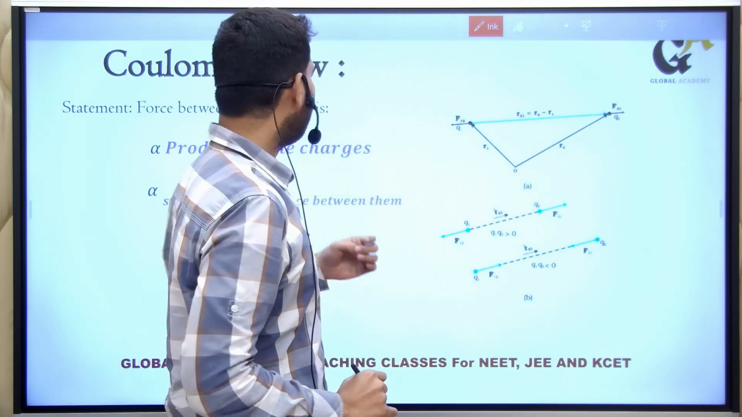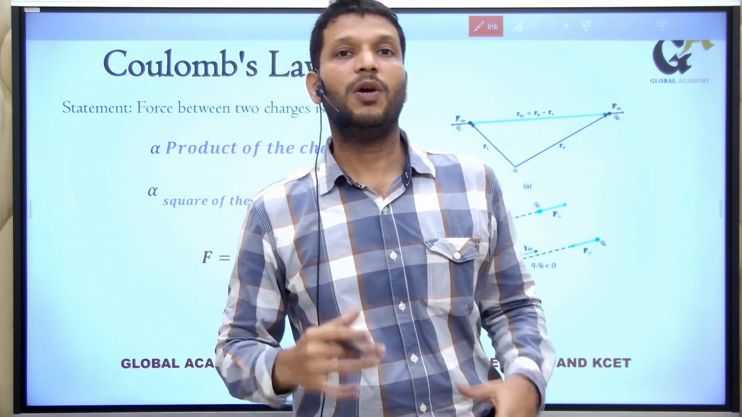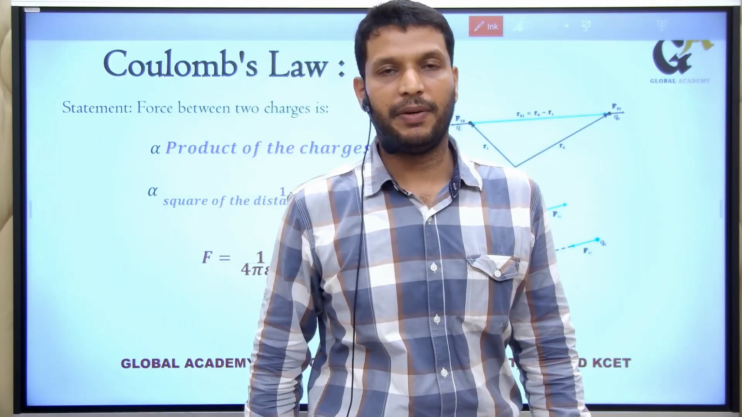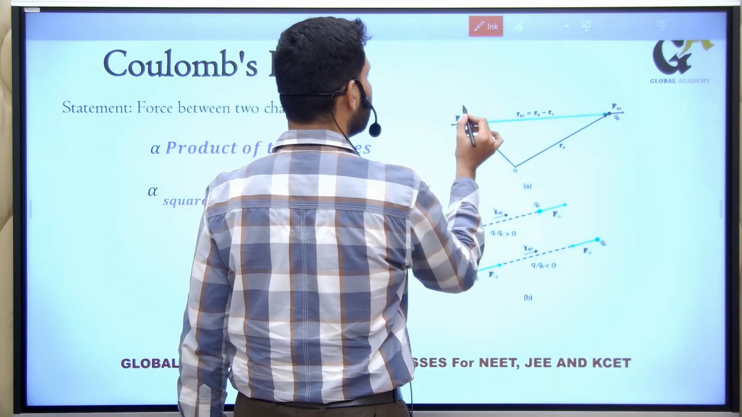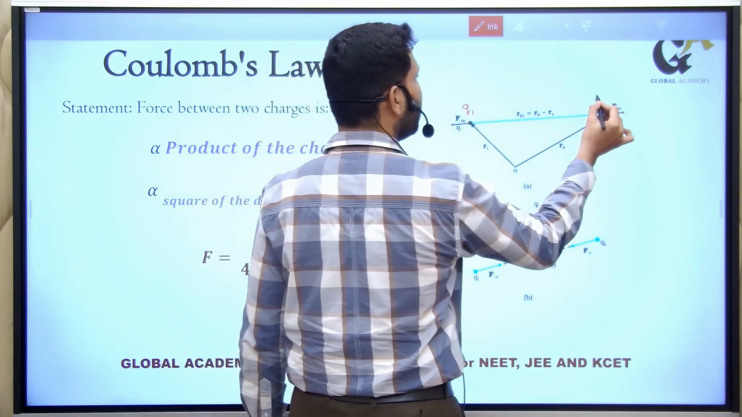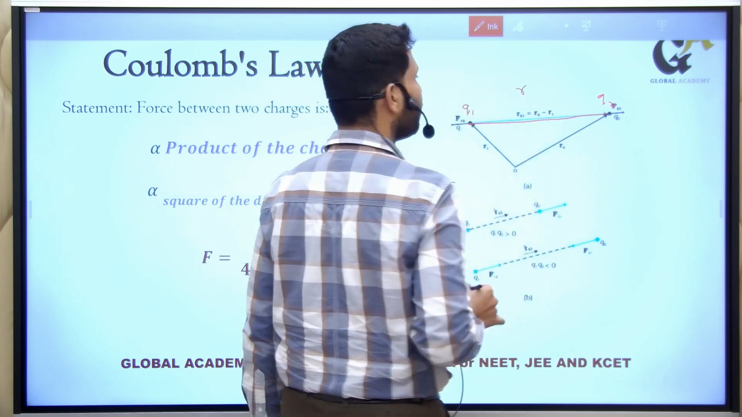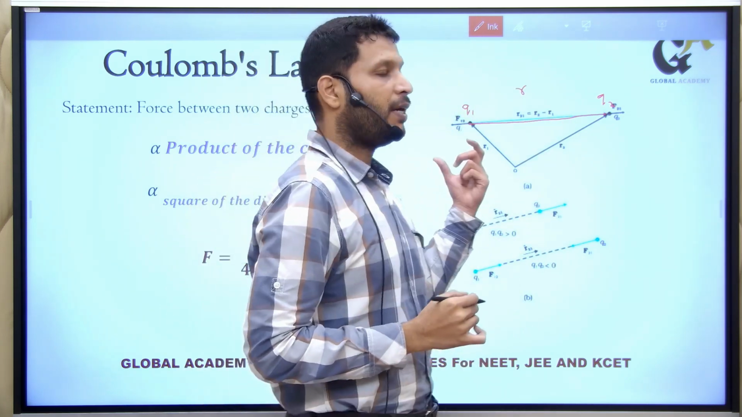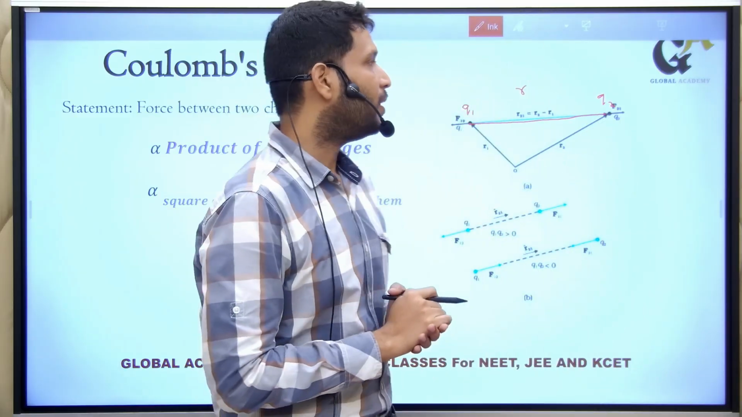Okay, so now let us discuss what the Coulomb law states. Coulomb law states the force of interaction between the two charges. Let us assume you are having two charges, one is Q1 and another one is Q2, which are separated by a distance of r. Then the magnitude of force of interaction is given by Coulomb's law.